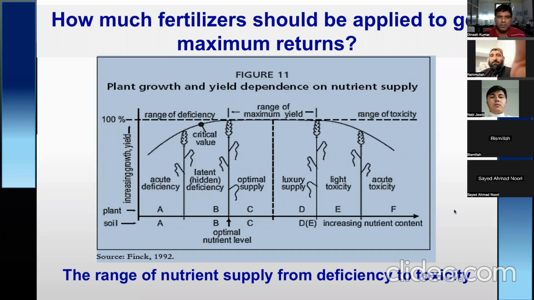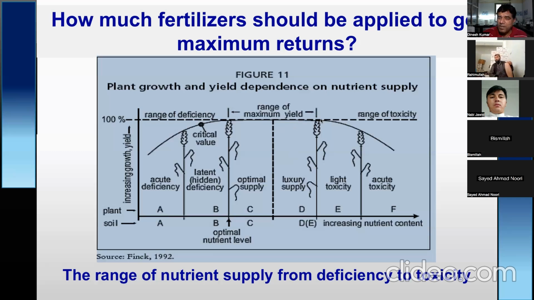So we continue with the same picture. You can see after optimal supply, certain nutrients are accumulated in excess, which is called luxury consumption. Luxury consumption here means it happens for potassium, which is accumulated in high amounts, but it is not toxic. This potassium is never toxic, even if it is accumulated in high amounts, but it will not increase the yield. The yield will remain the same under optimal supply and luxury consumption. You can get 100% yield, but it is wastage of nutrients.